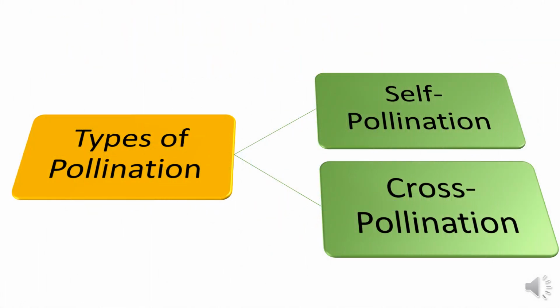In nature, pollination is of two types: self-pollination and cross-pollination. We will understand each type of pollination separately with the help of examples and pictures.